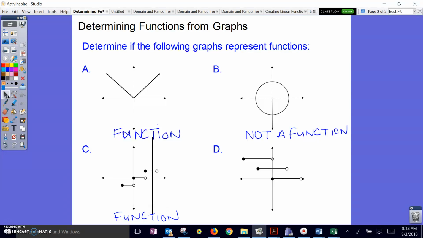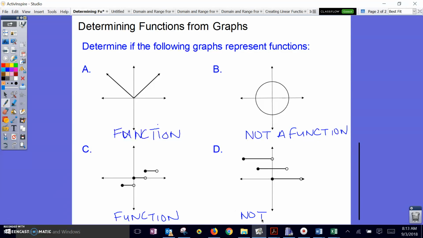And the last one here. I'm going to take my vertical line, pass it along this graph, and now you can see there are spots in here where the line crosses through more than one point at a time. And so this one's not a function.